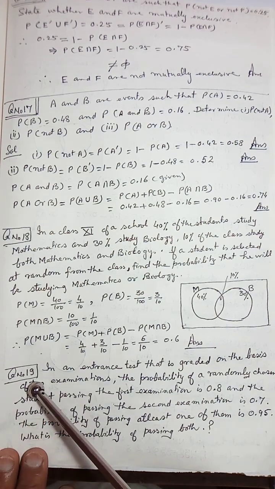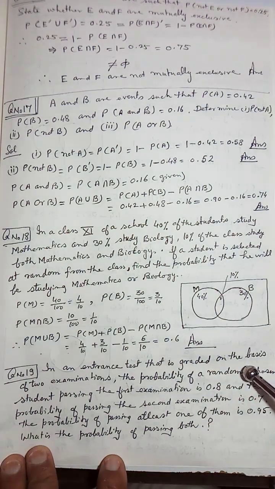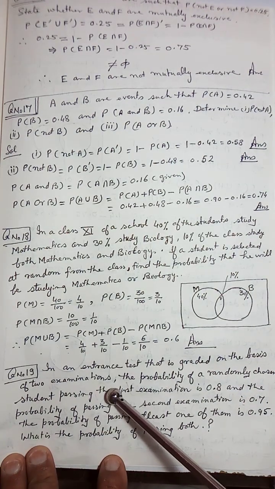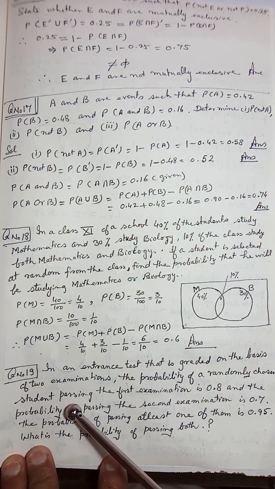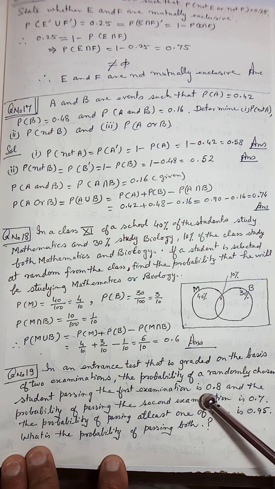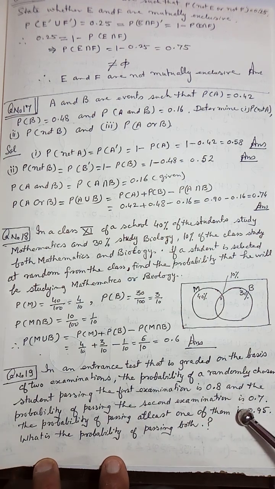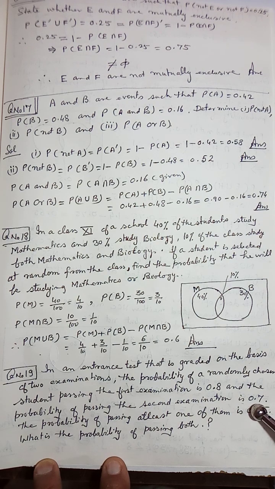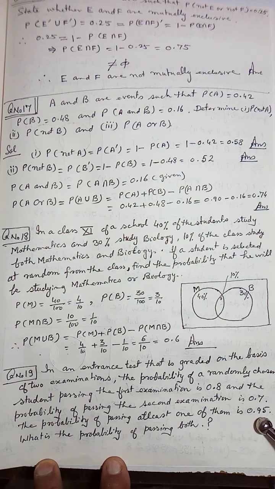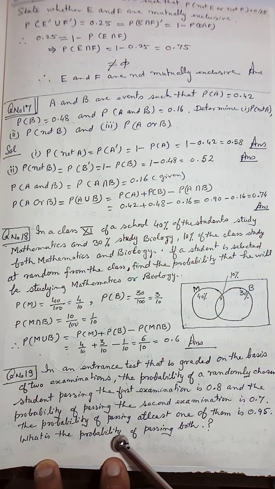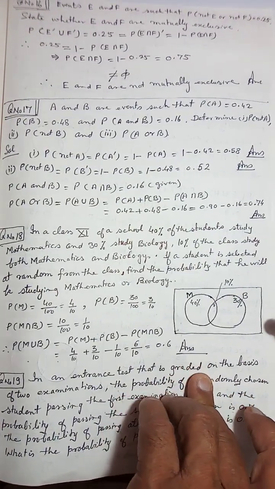Now come to the question number 19. In an entrance test that is graded on the basis of two examinations, the probability of a randomly chosen student passing the first examination is 0.8, and the probability of passing the second examination is 0.7. The probability of passing at least one of them is 0.95. What is the probability of passing both? We have to find it. Now let us proceed with the solution of this question.